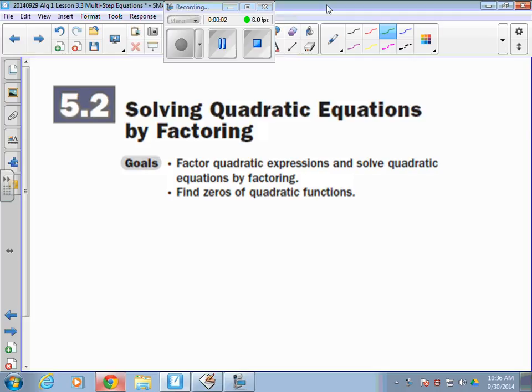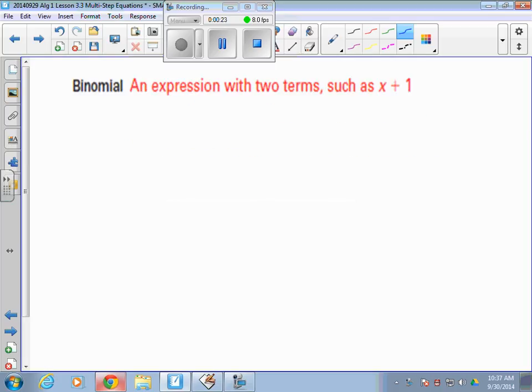This is Algebra 2's Lesson 5.2, Solving Quadratic Equations by Factoring. This is something that some people get to in Algebra 1 way at the end. Some people don't. In my classes, I got to it, but we touched on it very, very briefly. Two goals: factoring quadratic expressions and solving quadratics by factoring, and then finding zeros. That's the easy part, finding the zeros.